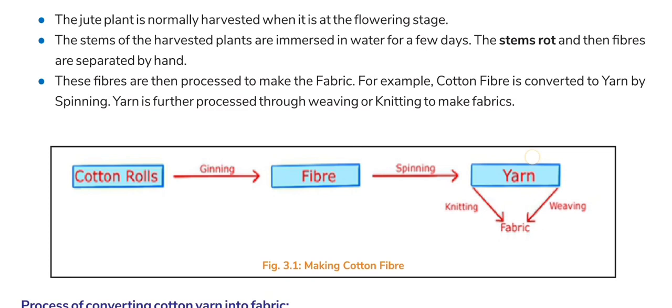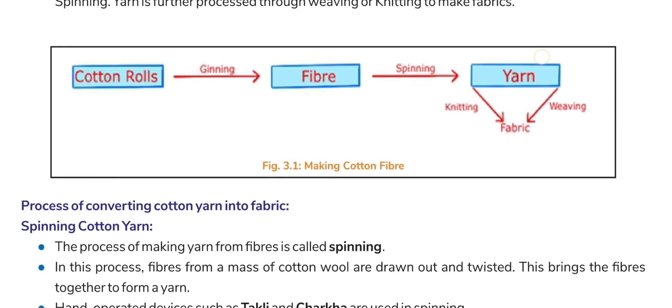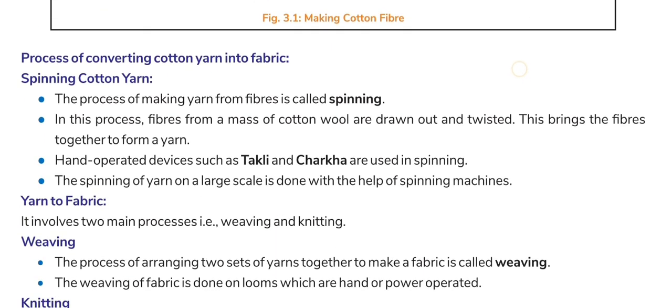The stems of the harvested plants are immersed in water for a few days. The stems rot, and then the fibers are separated by hand. These fibers are then processed to make the fabric. For example, cotton fiber is converted to yarn by spinning. Yarn is further processed through weaving or knitting to make fabrics.